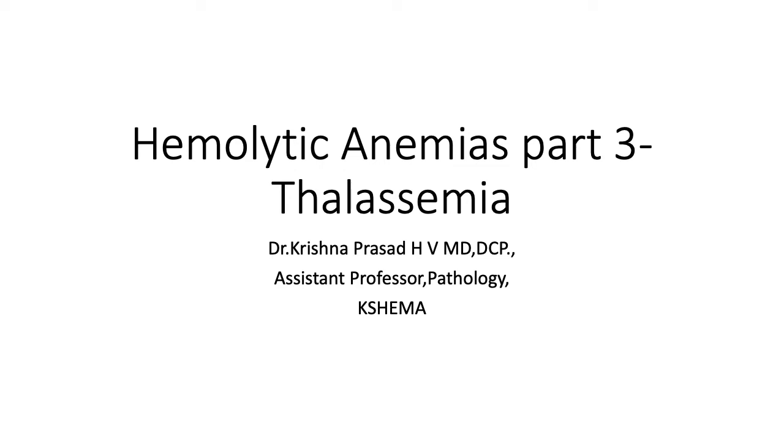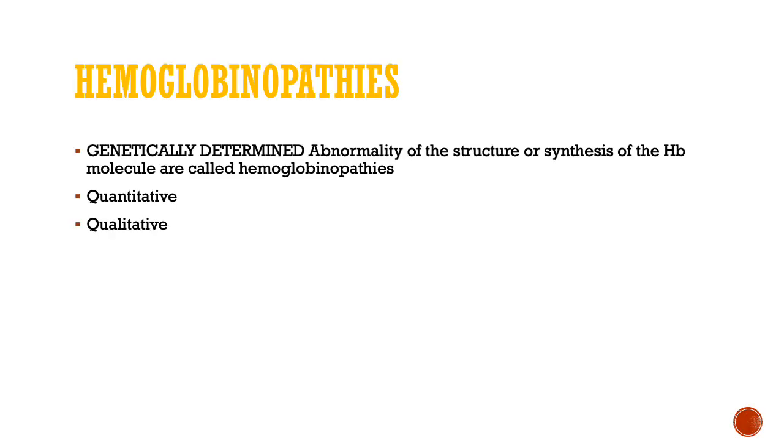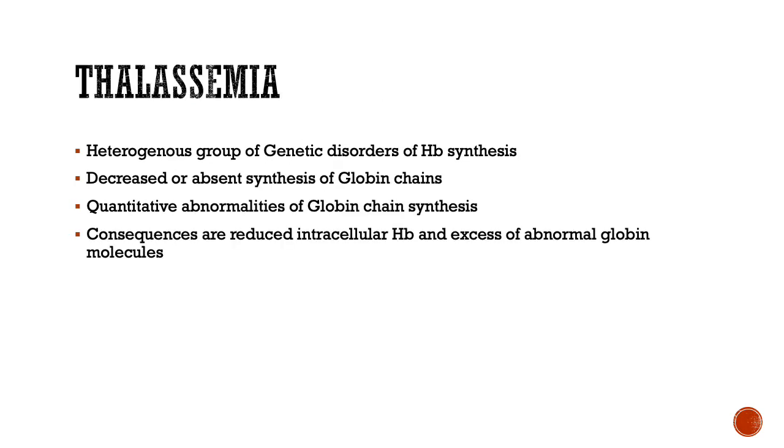Okay, we'll continue with part 3 of hemolytic anemias, which is thalassemias. Hemoglobinopathies are genetically determined abnormalities of the structure or synthesis of the hemoglobin molecule. They can be quantitative or qualitative. So, we'll deal with thalassemias.